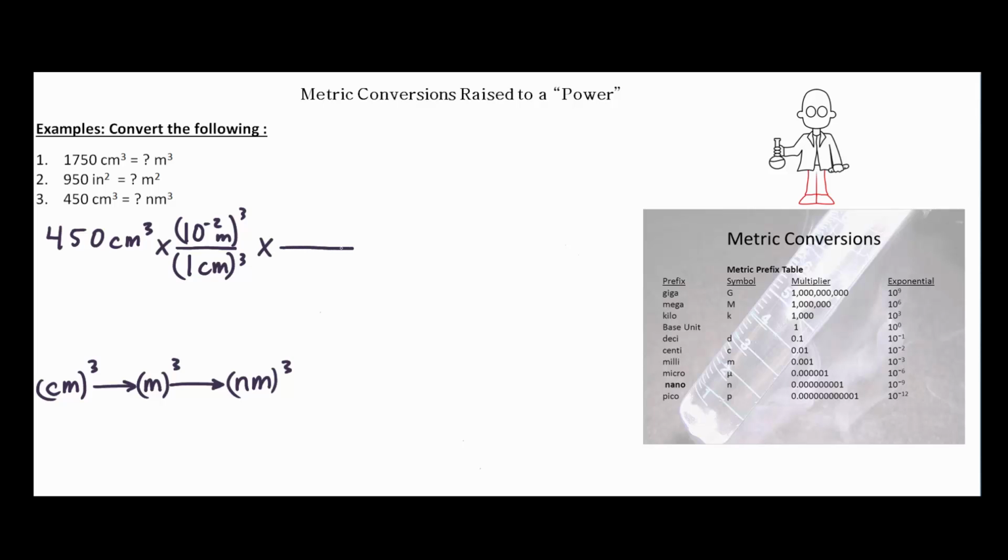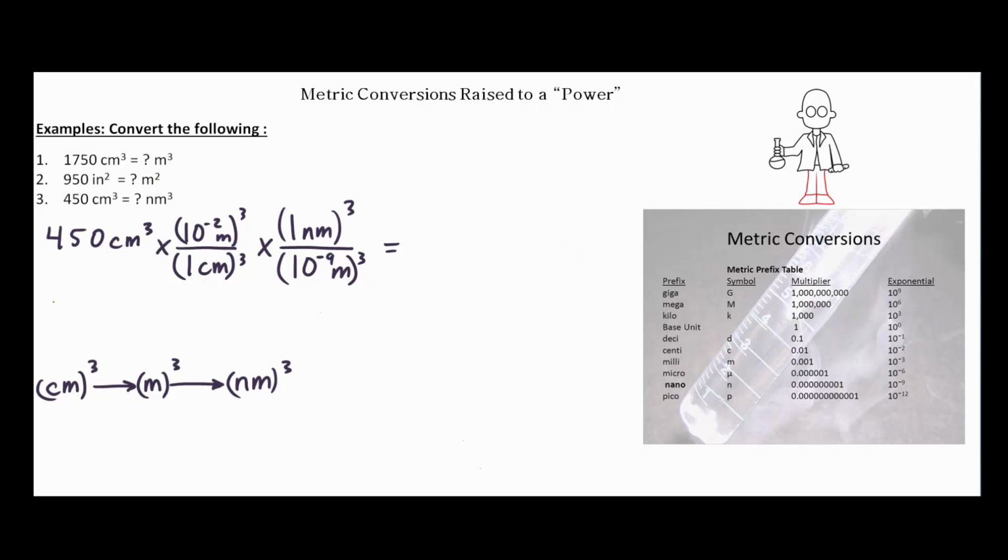The next thing I'm going to do is, in 1 nanometer, I have 10 to the minus 9 meters. I'm going to cube this expression. So I can come down below and I can write out what we actually get when we cube these expressions.